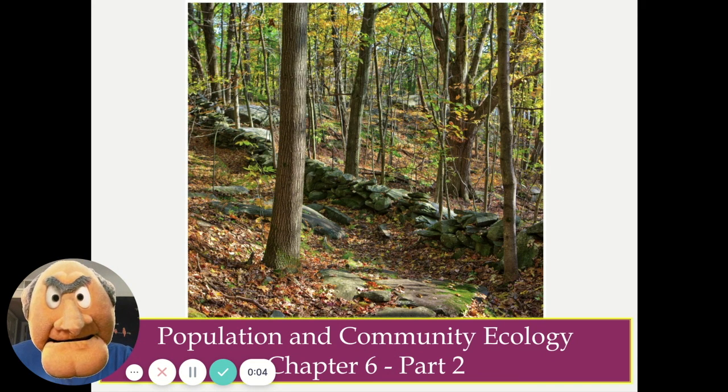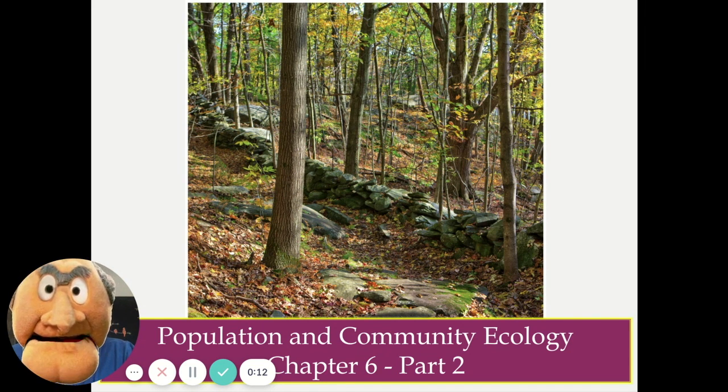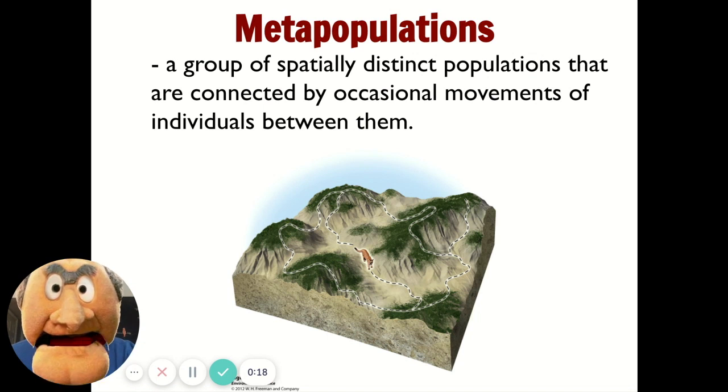Okay, so this is part two of population and community ecology. We talked a little bit last time about R and K strategists and survivorship curves. And we're going to start off looking at just metapopulations: a group of spatially distinct populations that are connected by occasional movement of individuals between them.